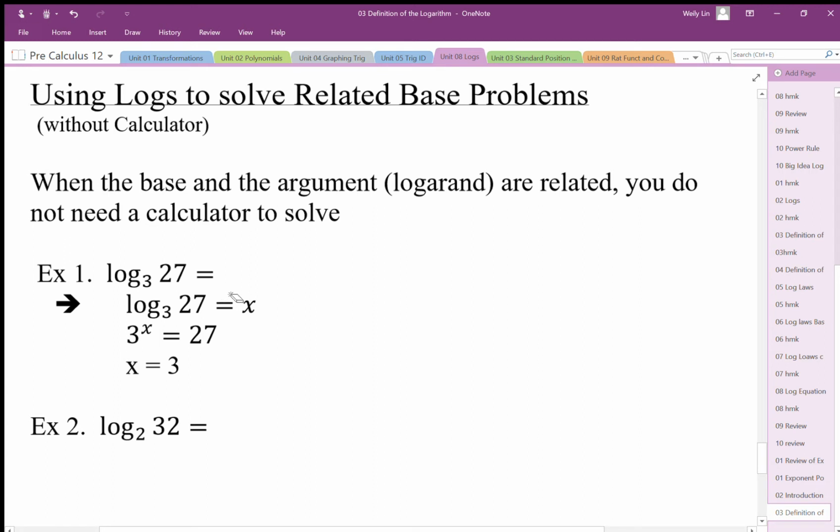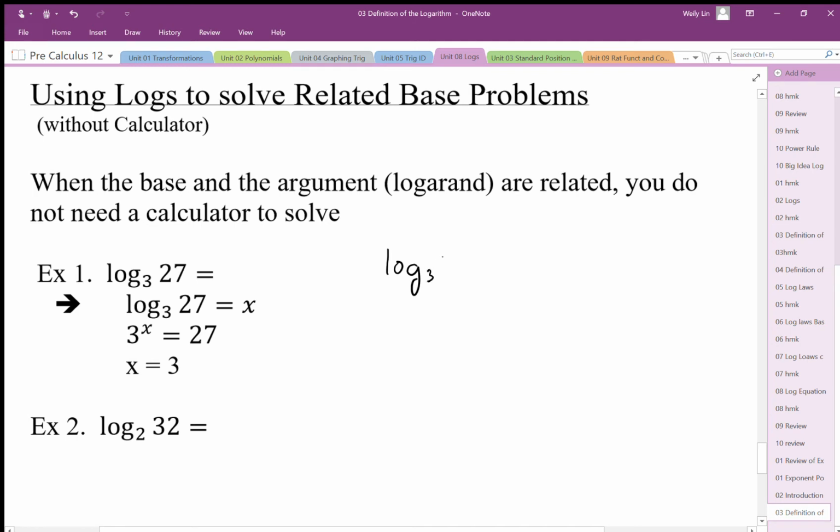So if I let the log base 3 of 27 equal x, so x would be the answer to that log, we can put it back into exponential form, and we can see 3 to the power 3 equals 27, so x must be equal to 3. So we can either solve this in the log form or the exponent form. An alternative to this would be to do this.